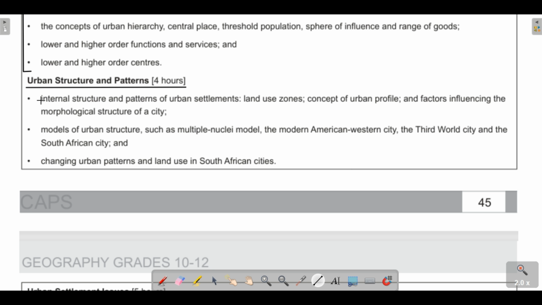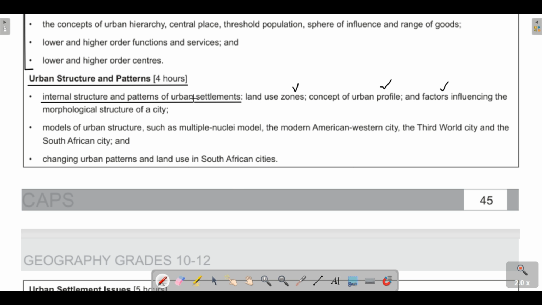In this video, this is what we'll be covering: the internal structure and patterns of urban settlements. We'll be looking at land use zones, the concept of urban profile, and the factors influencing the morphological structure of a city. So that's what we will be covering in today's video. Please don't miss any second of the video, as I will be including tips and common questions that you will get on this concept.